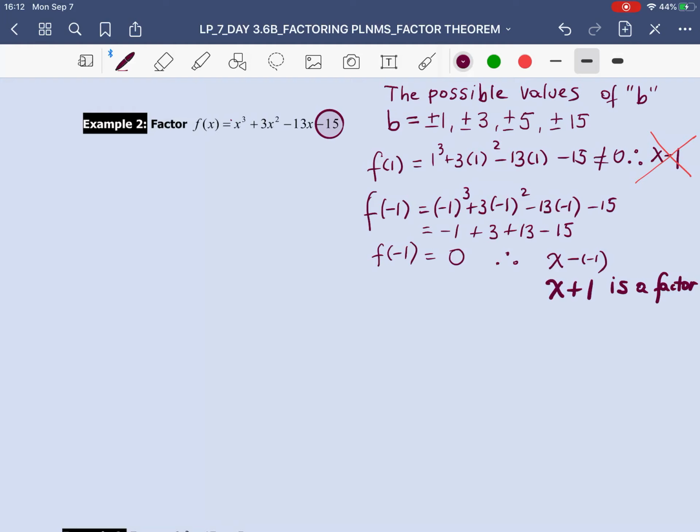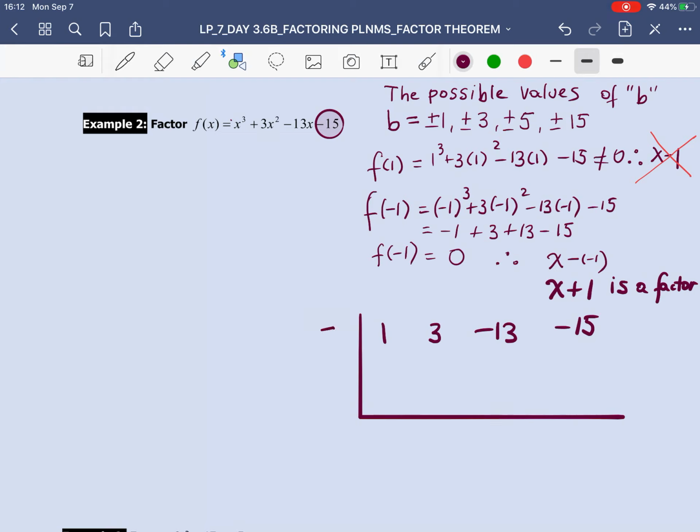So once you have found the first factor, what you want to do is start dividing the polynomial by your first factor. You want to do this because you want to make your polynomial easier to factor. And in this case, I would use synthetic division. So we have 1, 3, negative 13, negative 15.